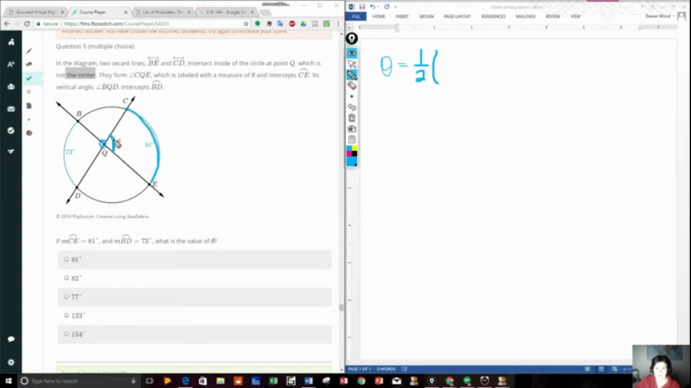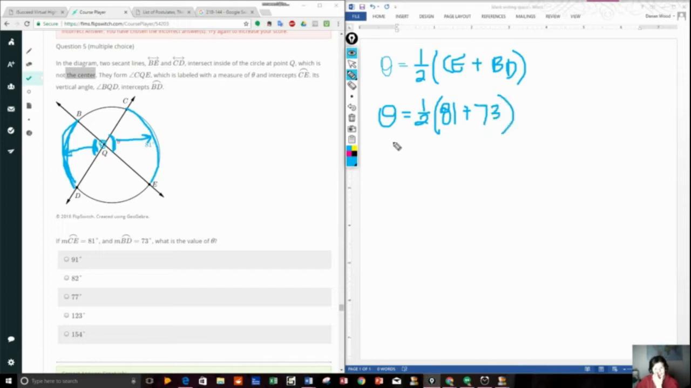So if you notice, angle theta projects onto this arc. This angle, its vertical angle, projects onto this arc. That's kind of how I just remember it. So it's arc CE plus arc BD, and they gave us that arc CE is equal to 81, so by substitution I'm just writing that in, and then arc BD is 73, so again by substitution.